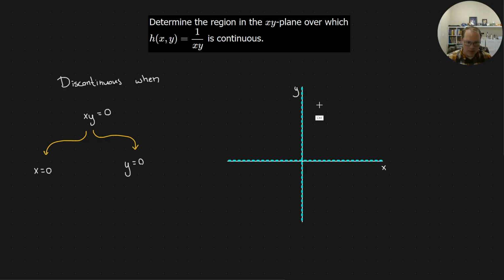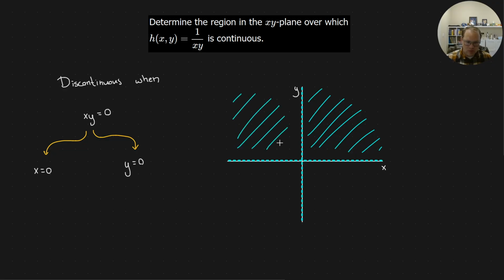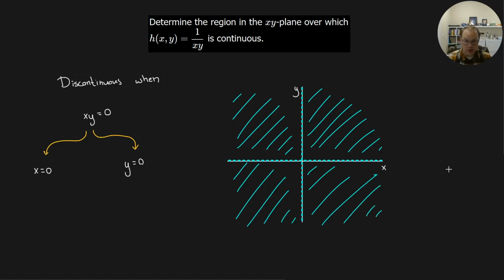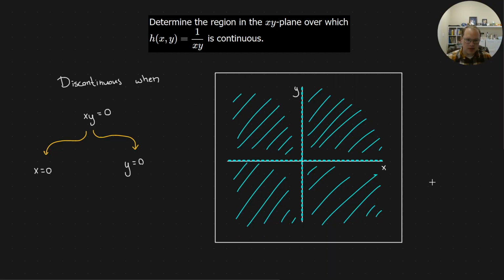I'm trying to decide the best way to do this. There we go, we'll do it that way. All of this area, no problems there. The only two places where I have problems are where x is equal to 0 and y equals 0. Everywhere else, the function is going to be defined and it's going to be continuous. All right. So this is my answer.